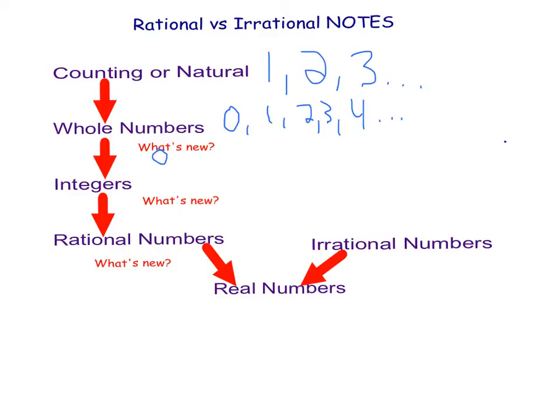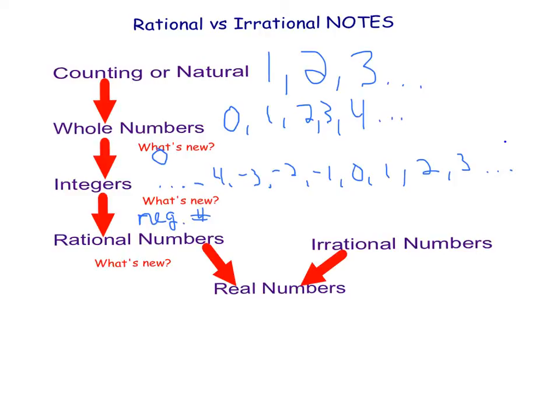Next comes integers. Integers are all whole numbers and their opposites. So like -4, -3, -2, -1, 0, 1, 2, 3, and so on. So all whole numbers and their opposites. What's new are the negative numbers, but notice that there are still no parts. So we don't have any 0.5s or 1/3. It's just the whole numbers and their opposites.